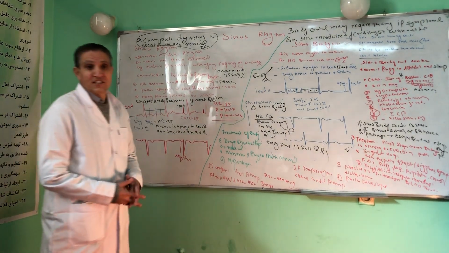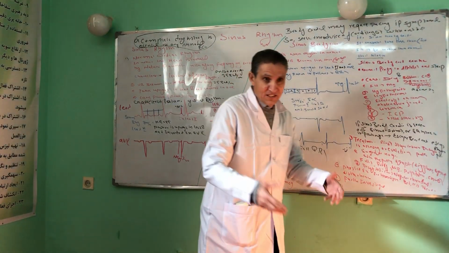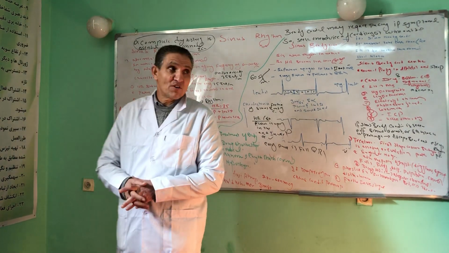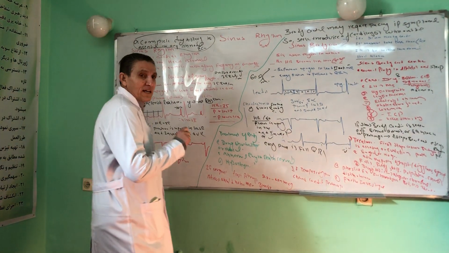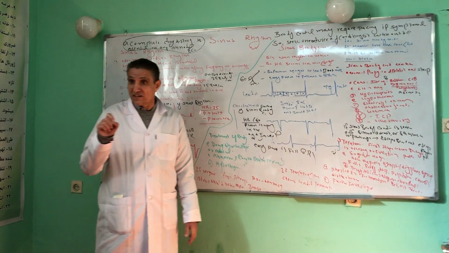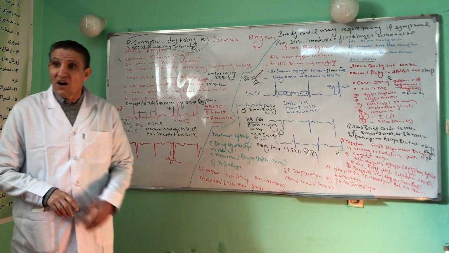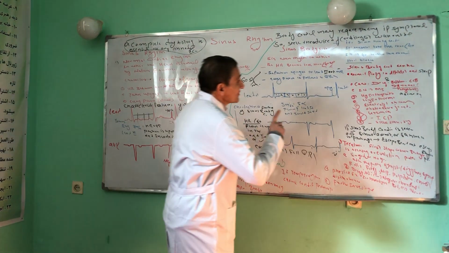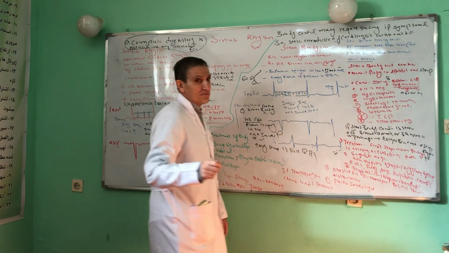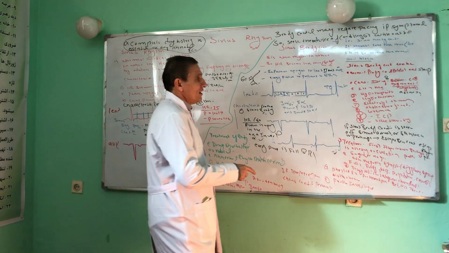So as I mentioned before, it is unusual for sinus bradycardia to become less than 40. If you have found that the patient has less than 40 beats per minute, we should think about heart block. If the sinus rhythm becomes less than 40, we should think about heart block.